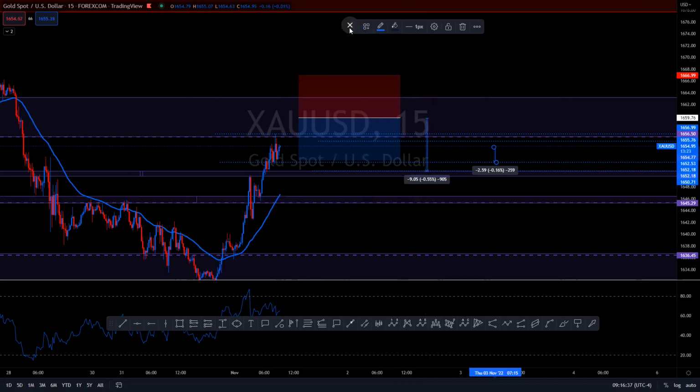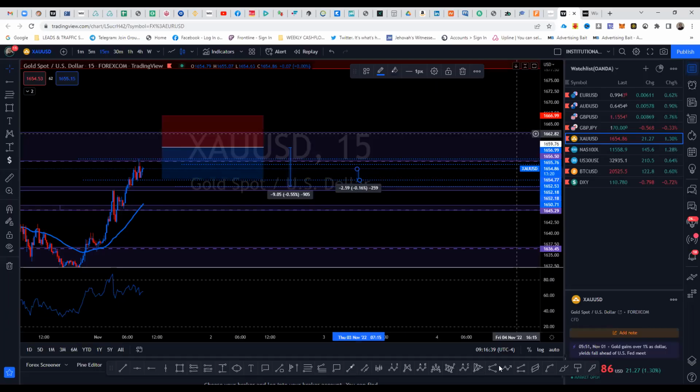So what I'm going to go ahead and do is set my take profit zones and alerts, and then we'll wait for the 10 o'clock candle and see what price does. So be right back.